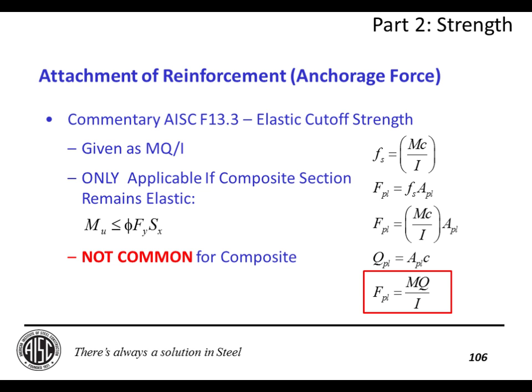But just in case, and just for amusement, let's take a look at where MQ over I came from. And it's pretty cut and dry. Your stress in an elastic model is just Mc over I. The force in your cover plate is then that stress times the area of the plate. Then if you substitute your stress in here for Fs, you get this expression for the force in the plate. And your first moment, Q, is equal to the area of plate times c. And then you can substitute Q into this F plate expression to finally end up with F plate equals MQ over I as your cutoff force.